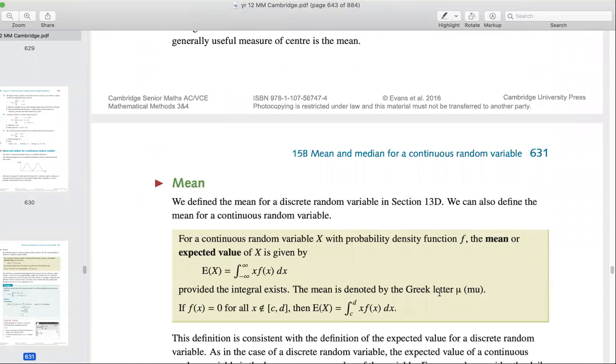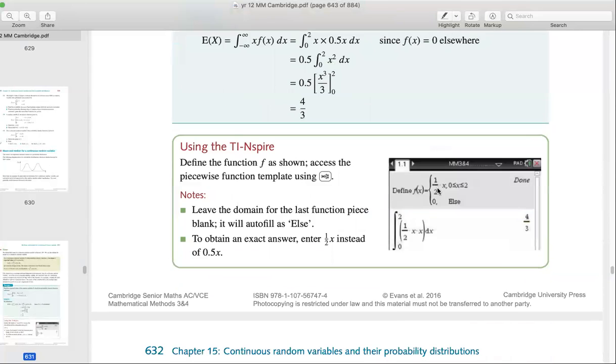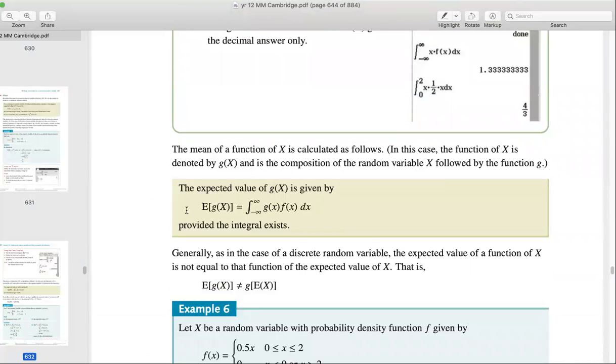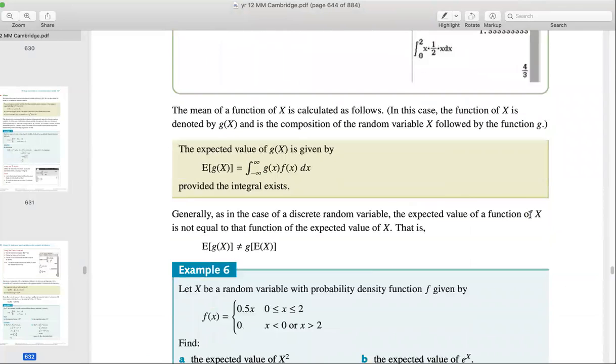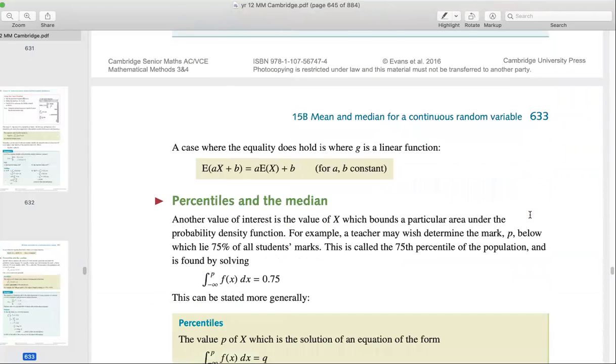And as for the 15b, the mean and the median for continuous random variable. Mean again, for our discrete random variable, it's addition. But for the continuous random variable, it's just integration. But just remember you should times x in front of your density function. And if the inside of expected value is not x, it's like x squared plus 1 or x cubed, you just make x cubed over here. Okay, again, you can calculate the expected value for that random variable.